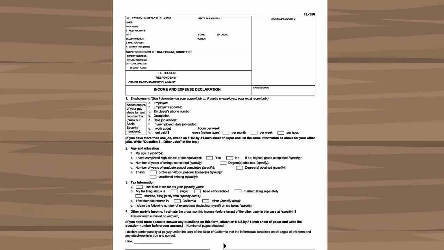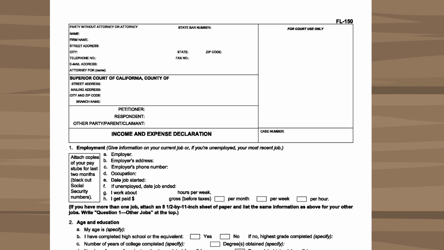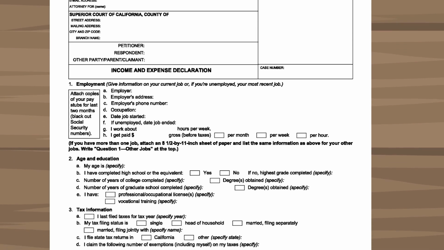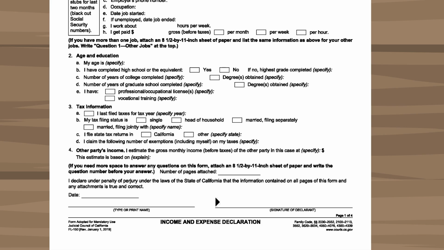As part of the process of financial disclosure, you will also need to complete Form FL-150 Income and Expense Declaration. This is a 4-page document in which you will detail your gross monthly income and expenses. One of the most important questions on this form is item 4 on the first page. This section asks you to estimate the gross monthly income of the other party and explain what your estimate is based on. The judge will use this amount for the other party when calculating child support or spousal support.